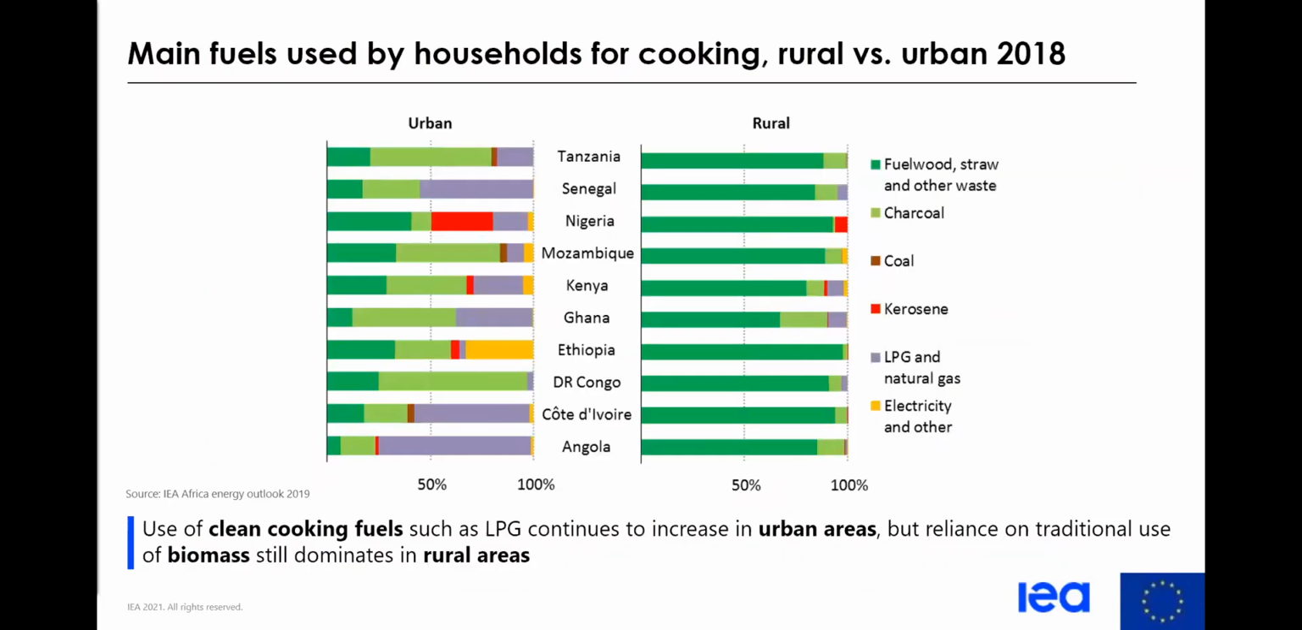This graph shows household consumption for cooking purposes in rural and urban areas. And we can see clearly that there are some differences between rural and urban consumption patterns for fuels. In urban areas, we have a bit more fuel mix for cooking, where we have some use of LPG, kerosene, and electricity. However, in rural areas, it is still primarily fuel wood and charcoal.